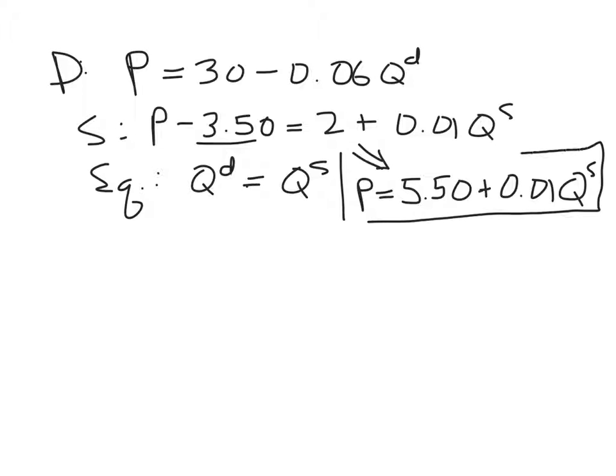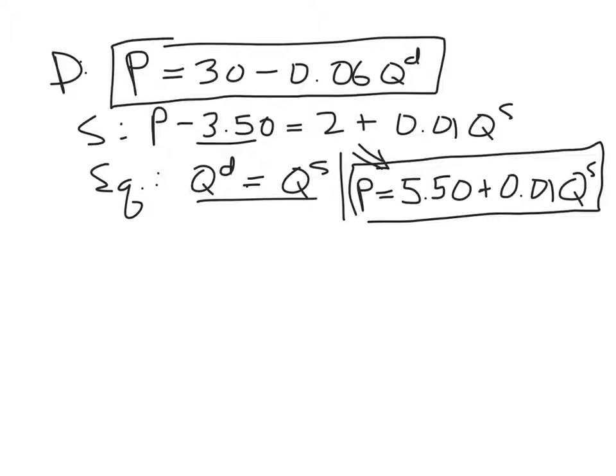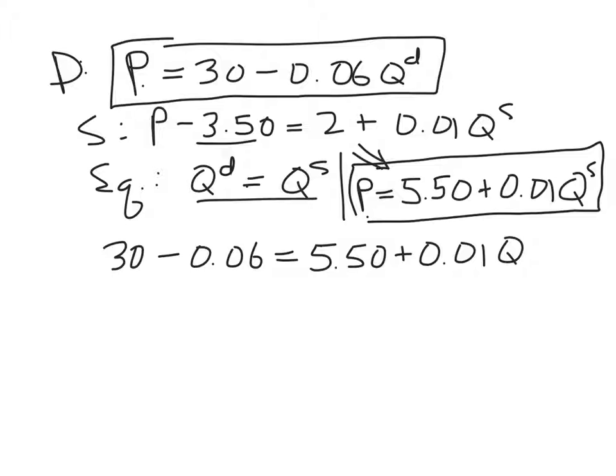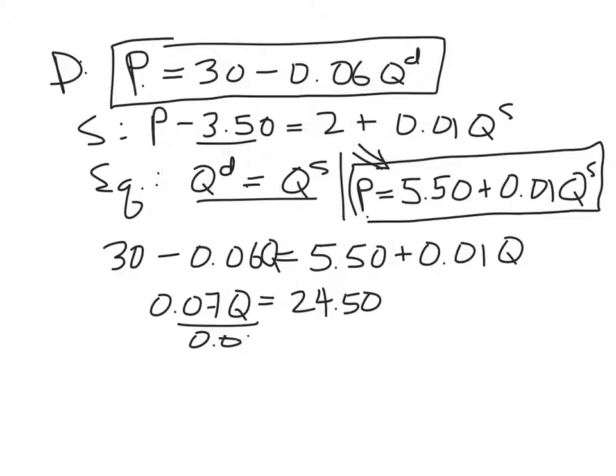All right, so now I'm ready to go. I've got my adjusted supply relationship, I've got my demand curve, and now I've got my same equilibrium condition, and the price that buyers pay, P, is going to equal P. Sellers get P minus 3.50, but since this P and this P have to be the same, we can go forward: 30 minus 0.06 Q has to equal 5.50 plus 0.01 Q. And again, I get 0.07 Q is equal to 30 minus 5.50, which is 24.50. I divide through by 0.07 to get Q is equal to 350.